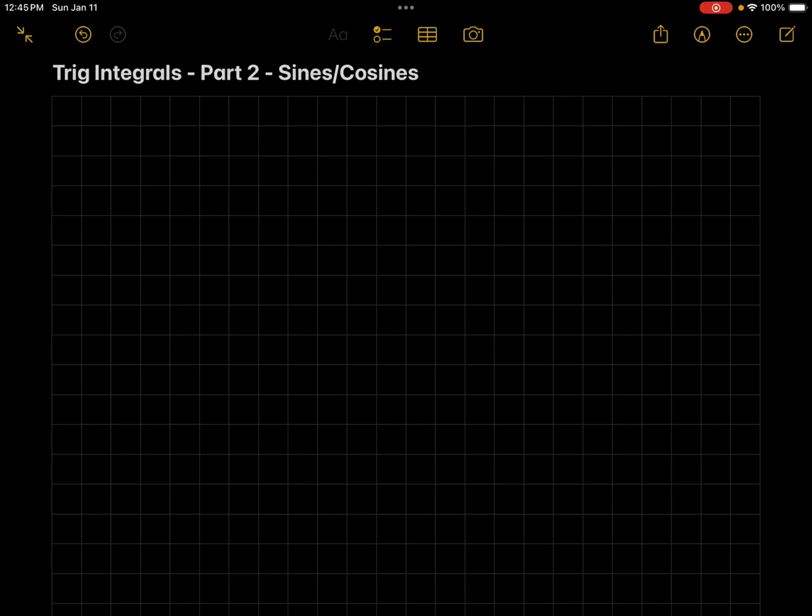Trig integrals part 2, sines and cosines continued. We're going to look at integrals that use either sine squared x or cosine squared x. To integrate either of these, we need to use a trig identity.